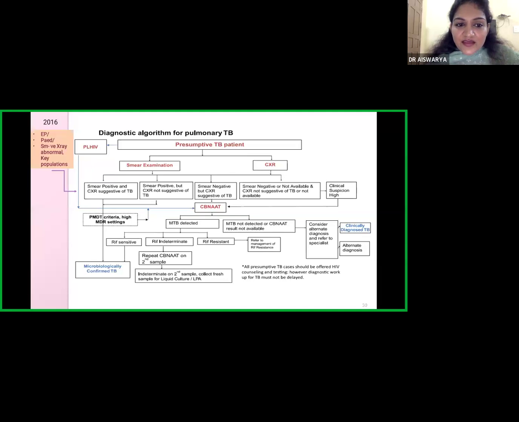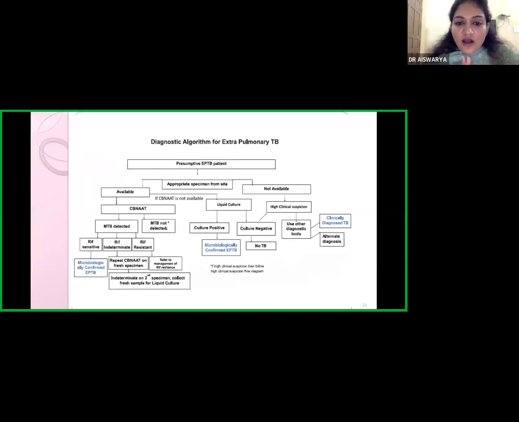Next, this is the algorithm for extrapulmonary TB. If an extrapulmonary TB patient comes to us, for example with pleural effusion or lymph node TB, we need to check whether a specimen is available for testing. In case of lymph node TB, we take a lymph node aspirate or biopsy specimen. In case of pleural effusion, we take the pleural sample. Or in case of meningeal TB, we take the CSF, likewise.